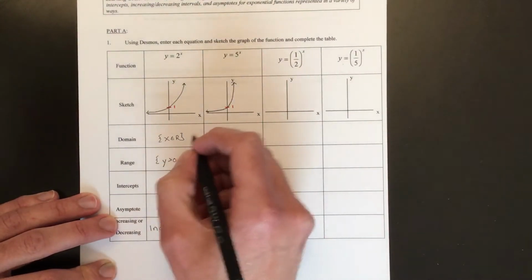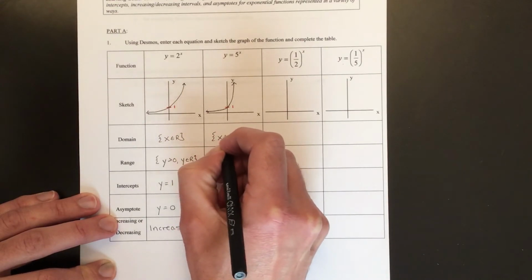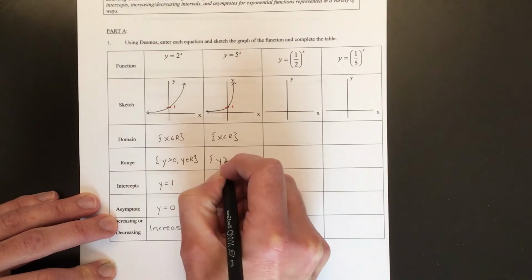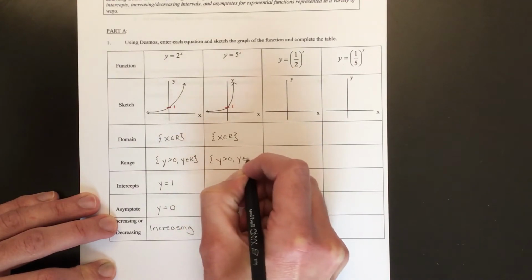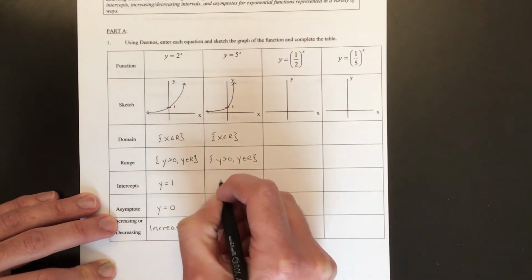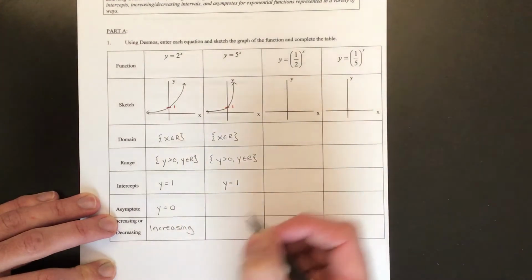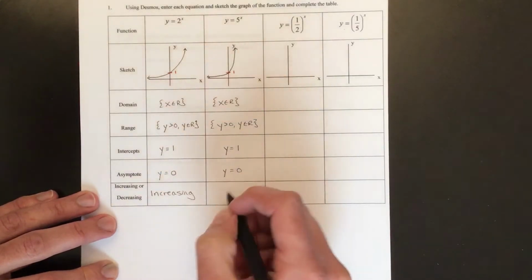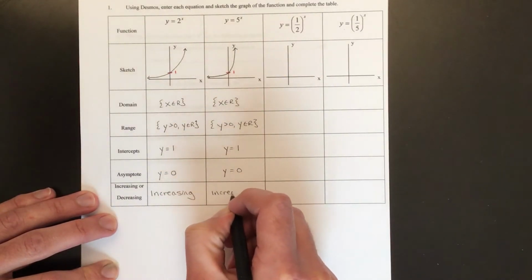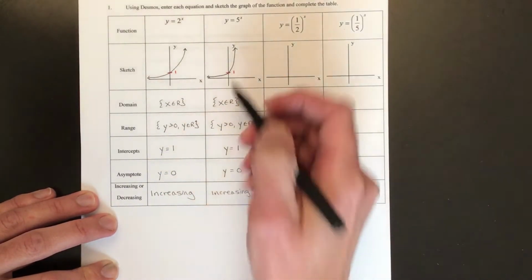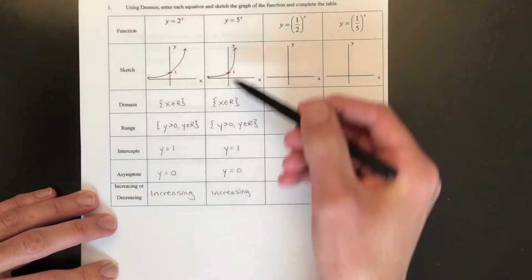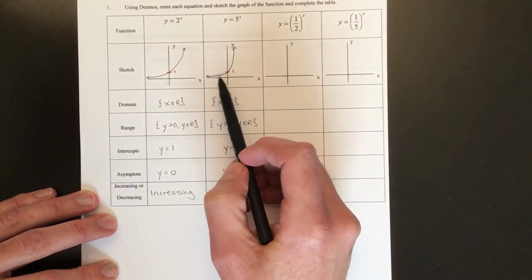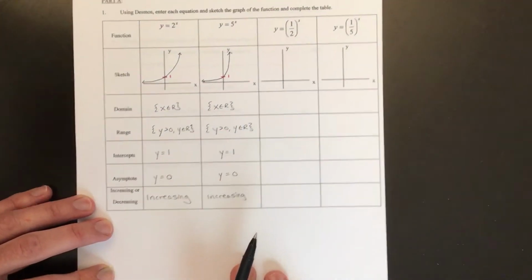Aside from that, though, my domain is still x ∈ ℝ. My range, y greater than 0. My y-intercept stays the same at y equals 1. Asymptote is still the same at y equals 0. And again, we're going in the same direction, so we're increasing. So even though the base changes from 2 to 5, the characteristics of the graph are still the same. The only change, of course, is that the graph becomes more steep.